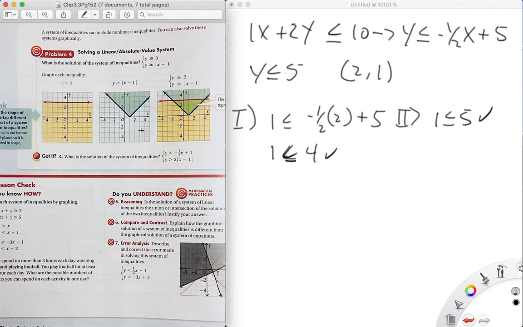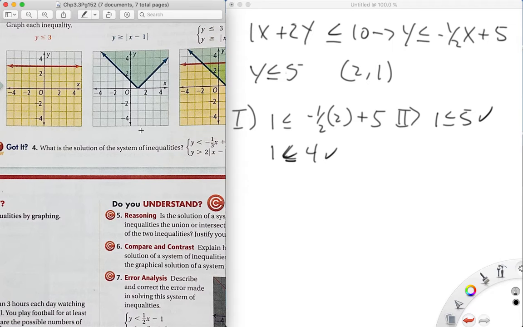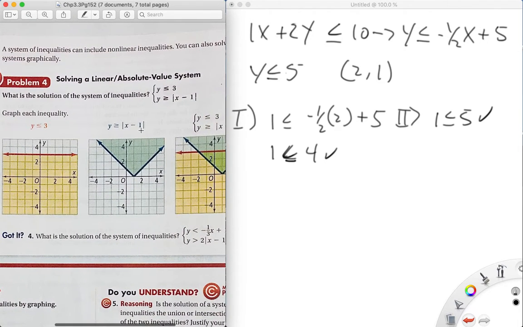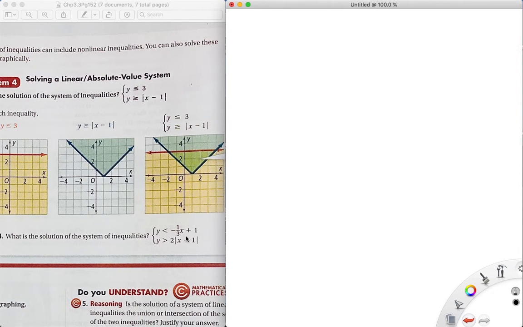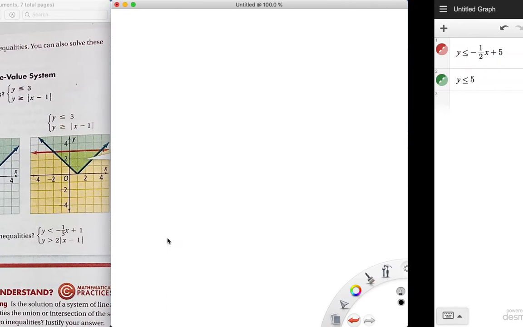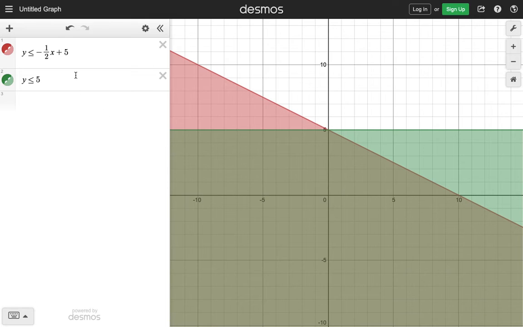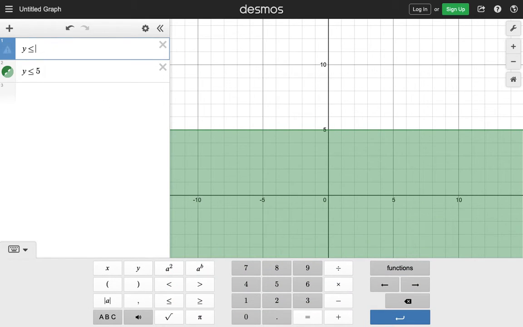I can also solve systems of linear and nonlinear equations. In this case, we're going to use the linear equation and the absolute value. And here I have y equals -1/3 x plus 1. It's going to be a dotted line, going in a downward direction and has a y-intercept of +1. So -1/3 x plus 1.